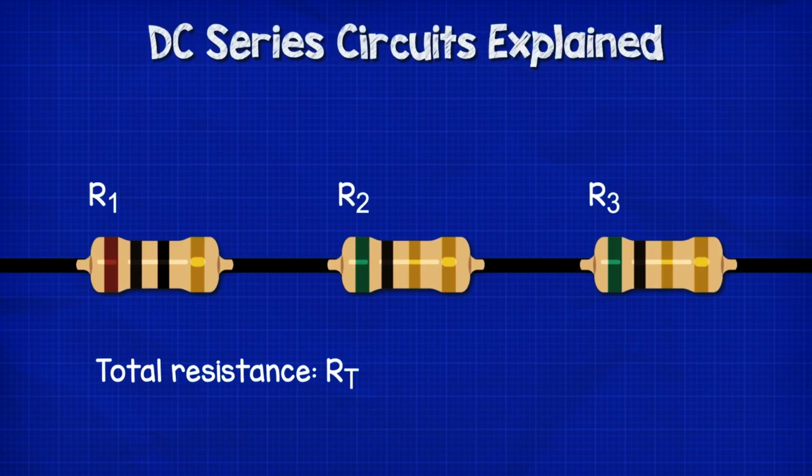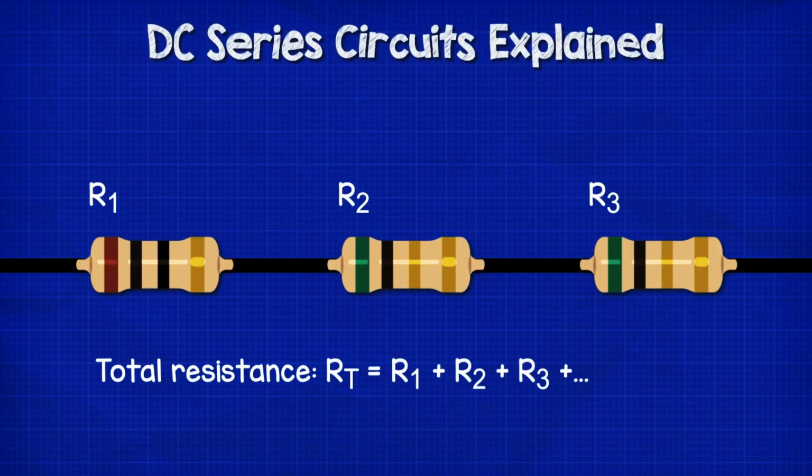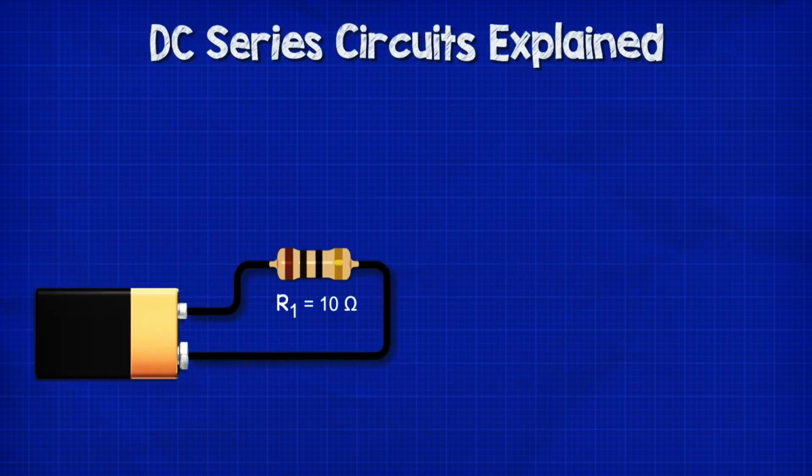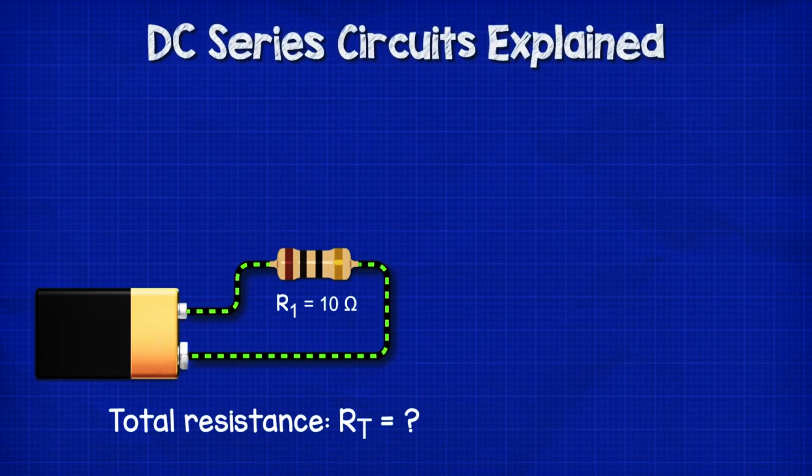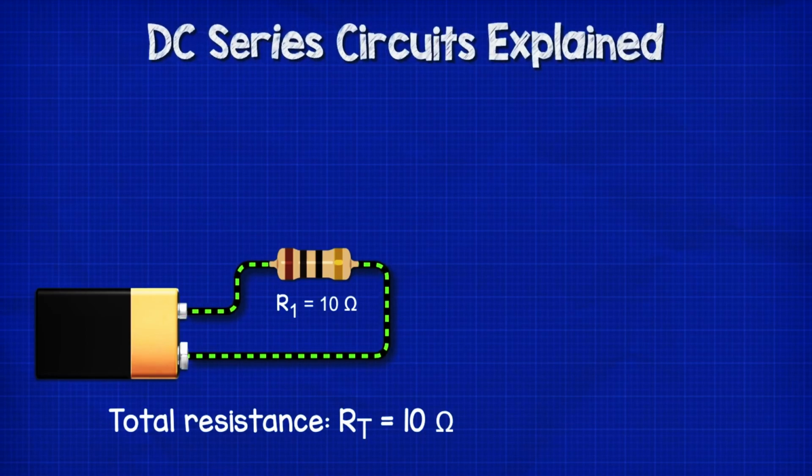the total resistance. To calculate the total resistance of a series circuit is super easy. We simply add together the resistance value of each resistor. Let's say we have a circuit with a single resistor. That's our R1, and this has a value of 10 ohms. So what is our total resistance? Well, that's easy. The total resistance is just 10 ohms.